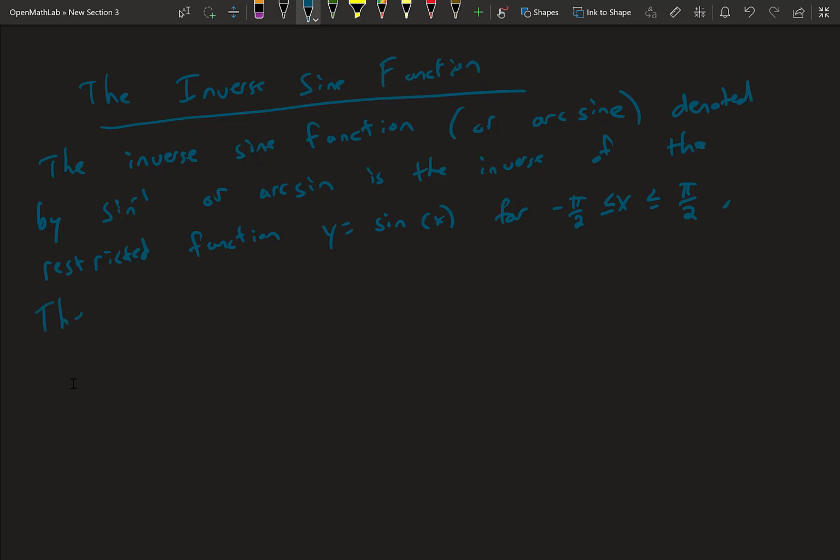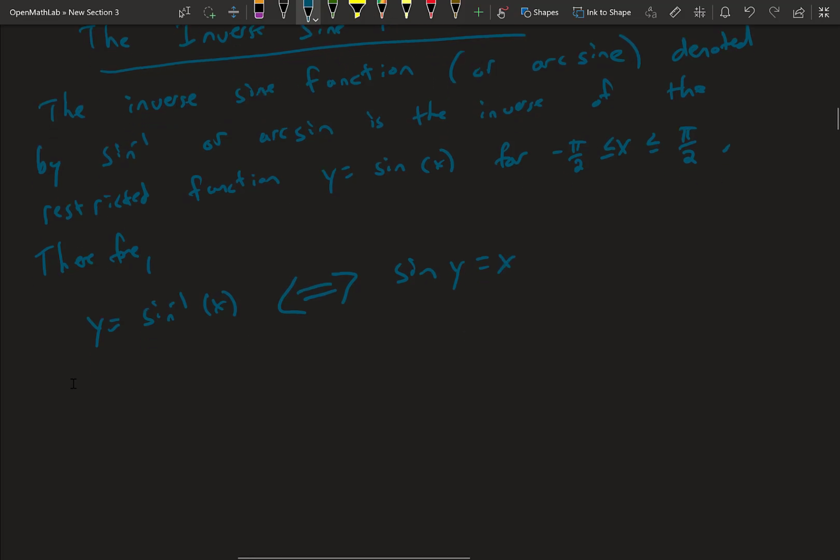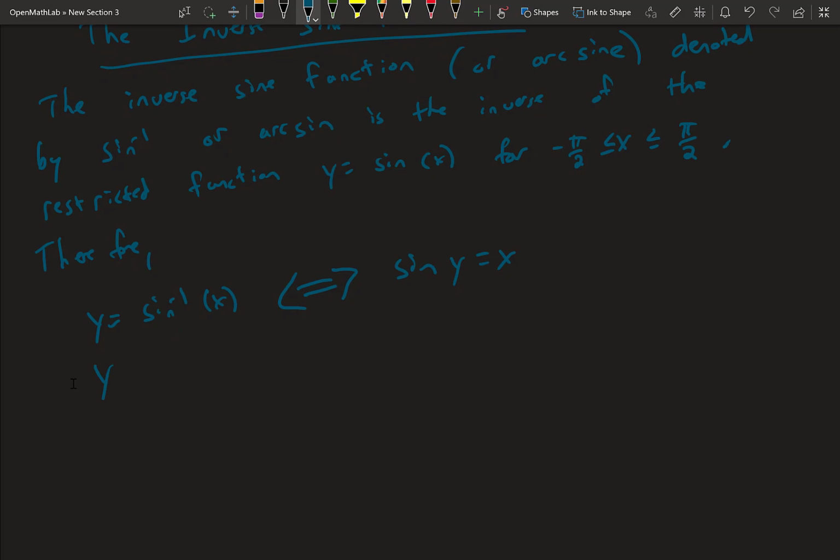So we could say, therefore, y equals inverse sine of x is logically equivalent to sine of y equals x. Or we could say that y equals arcsine of x is logically equivalent to sine of y equals x, where x is in between -1 and 1, and y is in between negative pi over 2 and pi over 2.